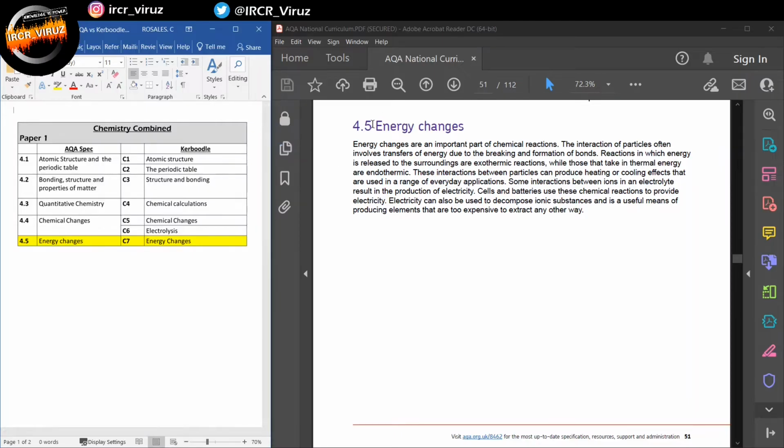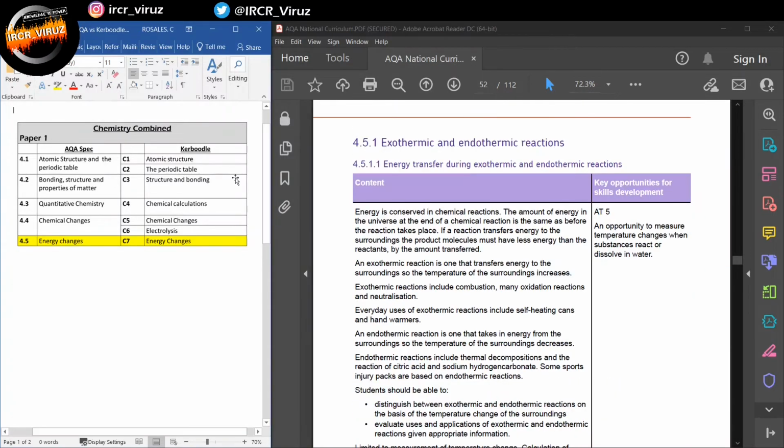Okay, so here we have it, guys. This is the last bit for your paper 1 chemistry exam. What you've got here is energy changes. Now we're going to be looking at exothermic and endothermic reactions, and energy transfer during exothermic and endothermic reactions.